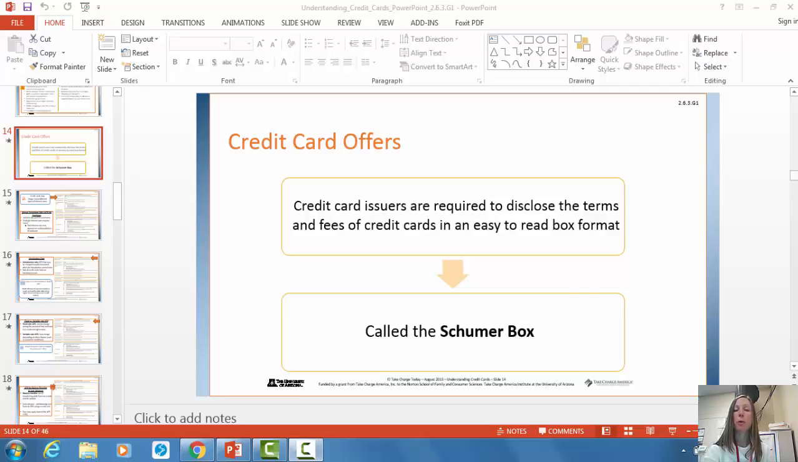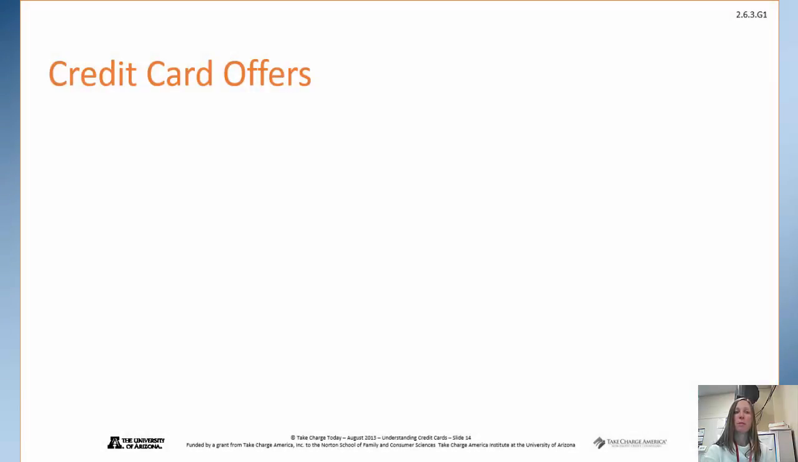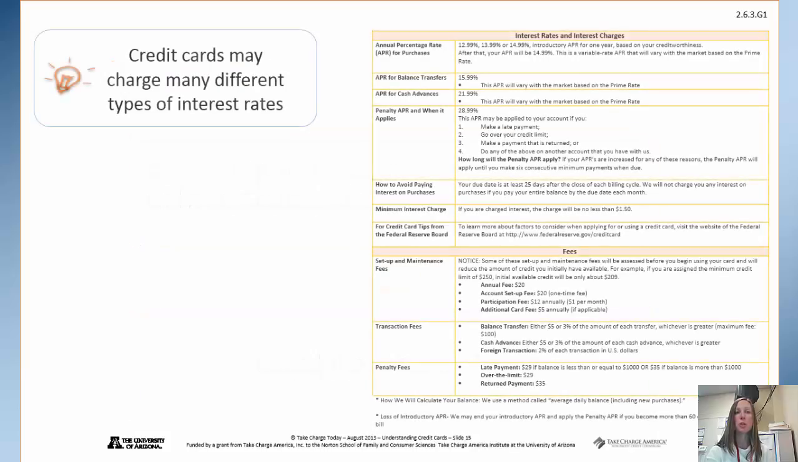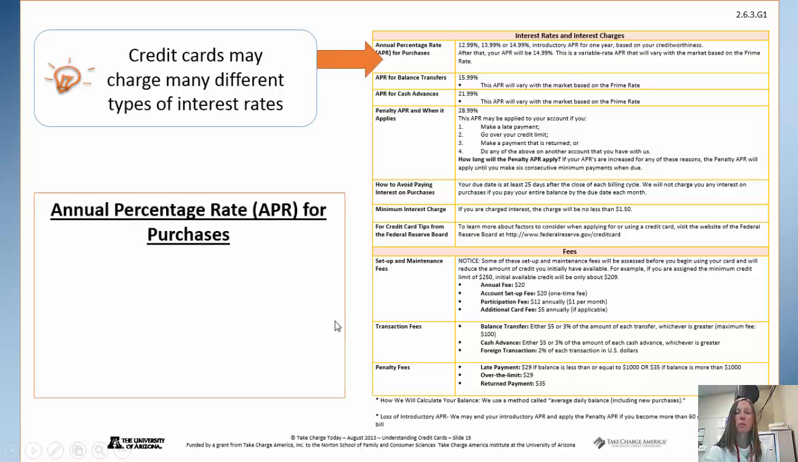So let's pick up where we left off, talking about credit cards and talking about the Schumer box. Credit card issuers have to disclose all the terms of credit cards in the Schumer box. What is the Schumer box? It's going to look like this. At the top, it has interest rates and interest charges, and at the bottom, it has fees. So let's start from the top.